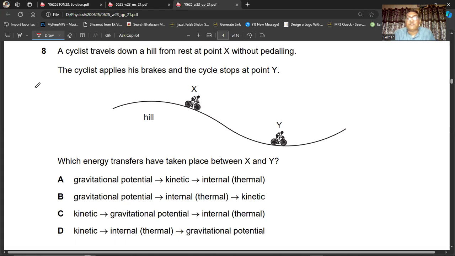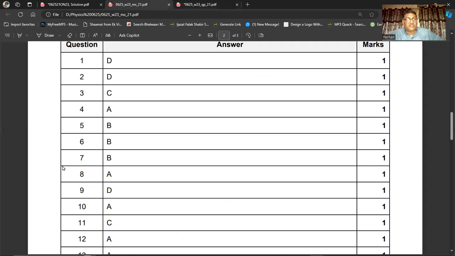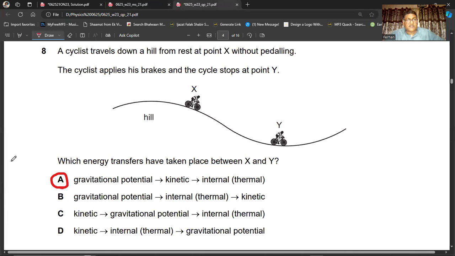Because he is coming down without pedaling, he's coming down the slope due to his gravitational potential energy. So the gravitational potential energy is converting into kinetic energy. And when he applies brakes, the kinetic energy converts into heat, thermal energy. So internal thermal energy. So I think A is the right choice. Question number 8, A looks the right choice, sir. And that is the right choice.